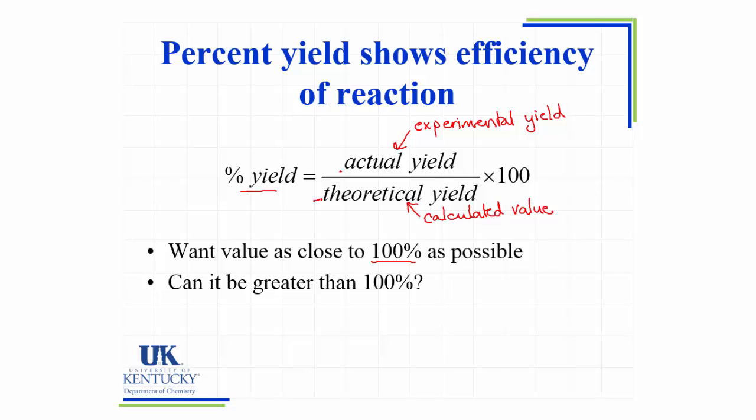The question we want to ask is, can this percent yield be greater than 100%? Well, the answer is no, because if it was greater than 100%, what that would mean is that the actual yield has a greater value than the theoretical yield. And we've already determined that the calculated value is the maximum amount that can be formed or produced.